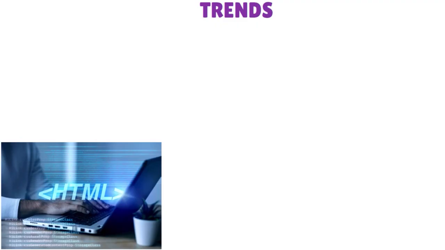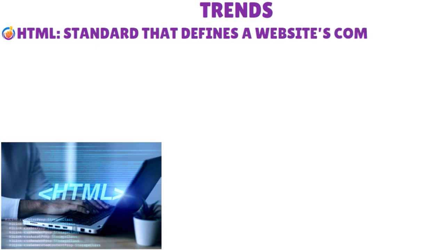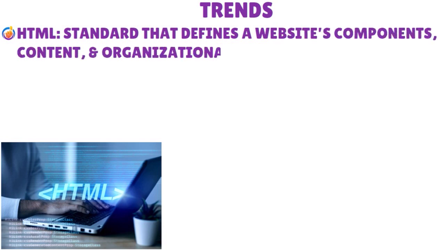So the hypertext markup language, this is actually the standard that defines a website's components, content, and organizational structure. It doesn't matter the type of website you have. It doesn't matter if you have a blog, a regular website, a personal website, or what have you. As long as you have HTML, this standard will define your website's components, content, and organizational structure. That's what I call the magical trifecta.